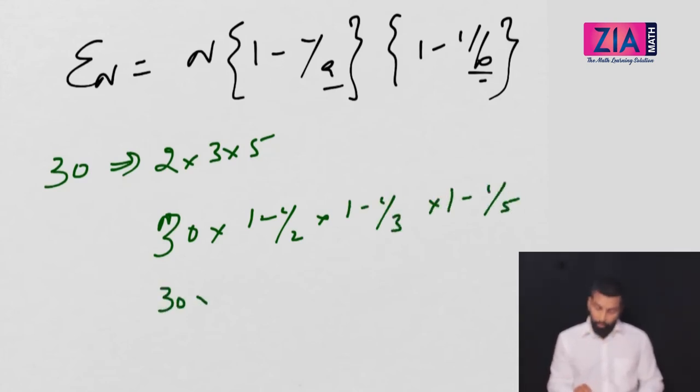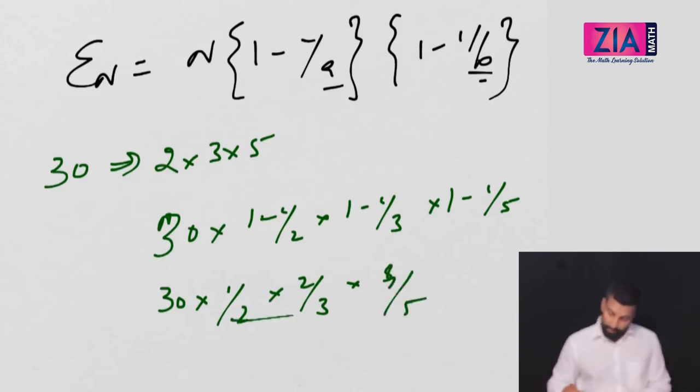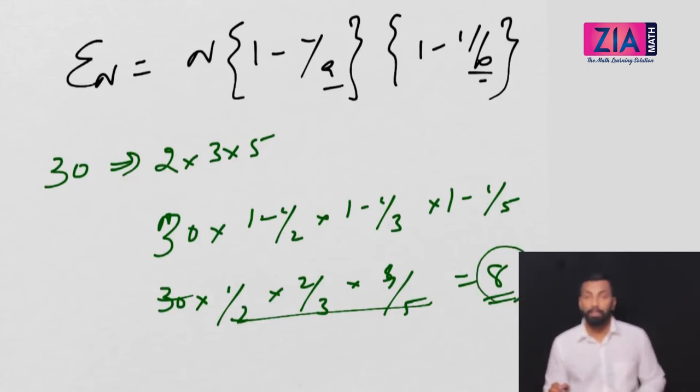So 30 into 1 minus 1 by 2 is 1 by 2. 1 minus 1 by 3 is 2 by 3. 1 minus 1 by 5 is 4 by 5, right? So this 30 is getting cancelled. You get 8. 8 numbers are there which are co-prime with 30 and less than 30. I hope this is clear.